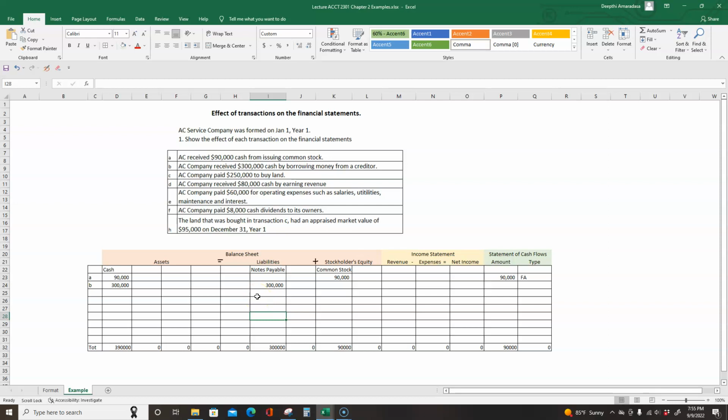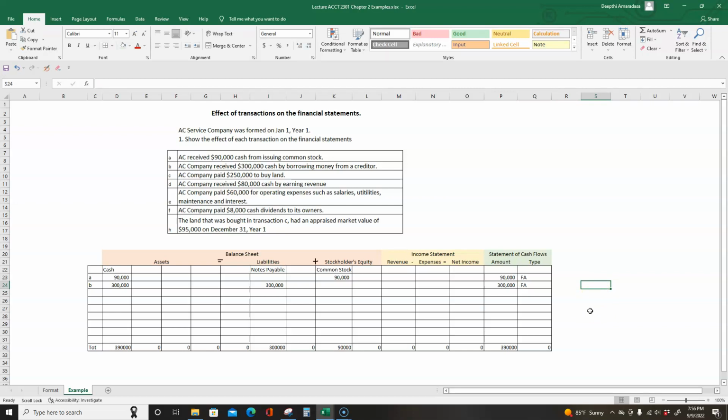Now let's see whether this transaction affected the income statement. Well, this is not a revenue item, nor is it an expense. It's a note payable, which is a liability. Therefore, it does not affect the income statement. Does this affect the statement of cash flows? Yes, it does. If it affects cash, it affects the statement of cash flows. We have $300,000 coming into the company. What type of activity? Anything to do with loans is a financing activity. That takes care of transaction B.